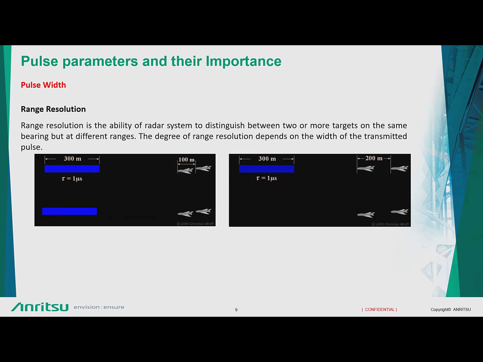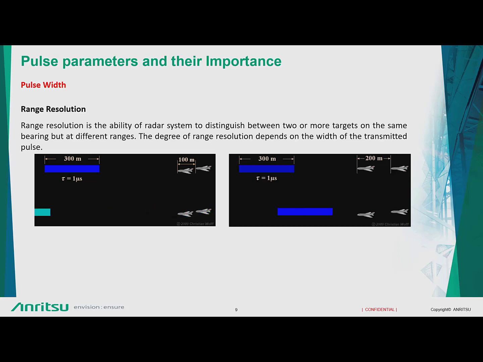When I say range resolution, it's basically the ability of a radar system to distinguish between two or more targets on the same bearing but at different ranges. So this is very clearly defined in the images below, as you can see. Now in these images, because I couldn't find a better example, instead of reducing the pulse width, what I did was I increased the distance between the two objects.